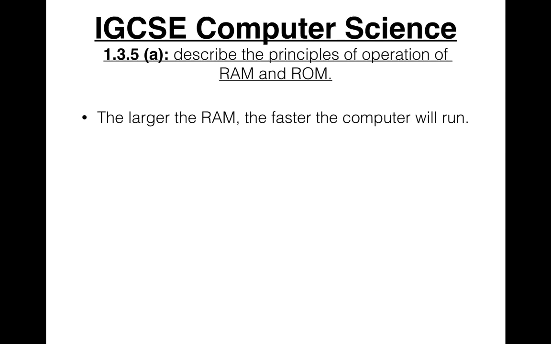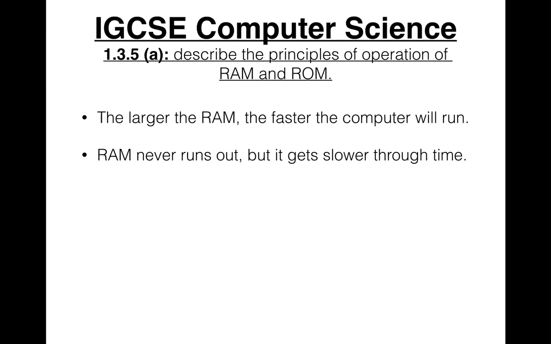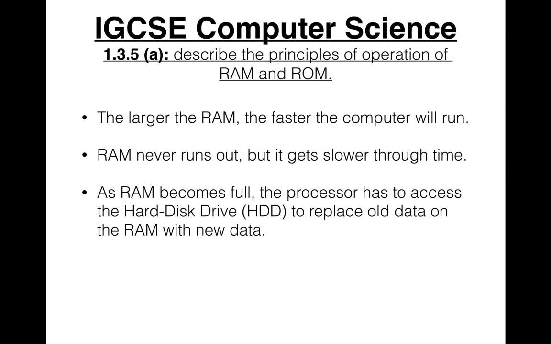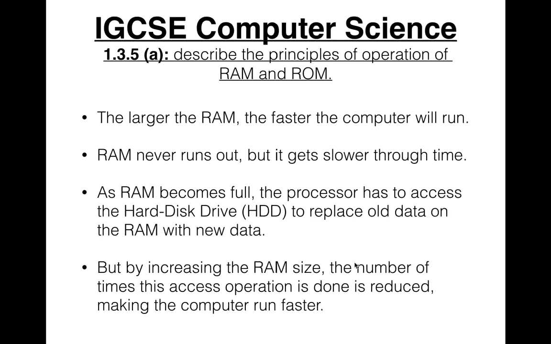Before that, we should look at an introduction. So the larger the RAM, the faster the computer will run. RAM never runs out, but it gets slower through time. And you may notice this, because if you have a computer, it gets slower through time. As RAM becomes full, the processor has to access the hard disk drive, or HDD, to replace old data on the RAM with new data. But by increasing the RAM size, the number of times this access operation is done is reduced.